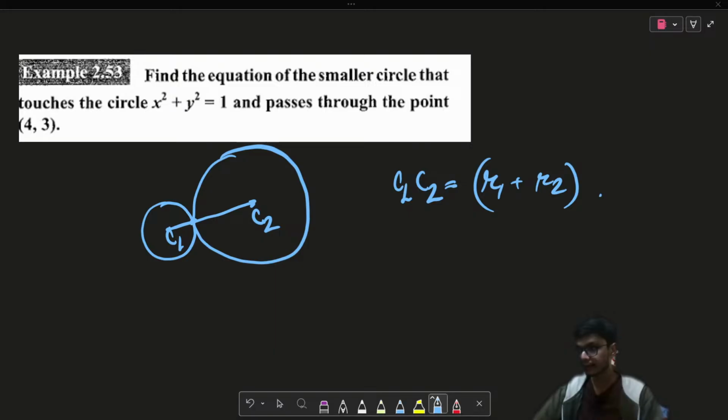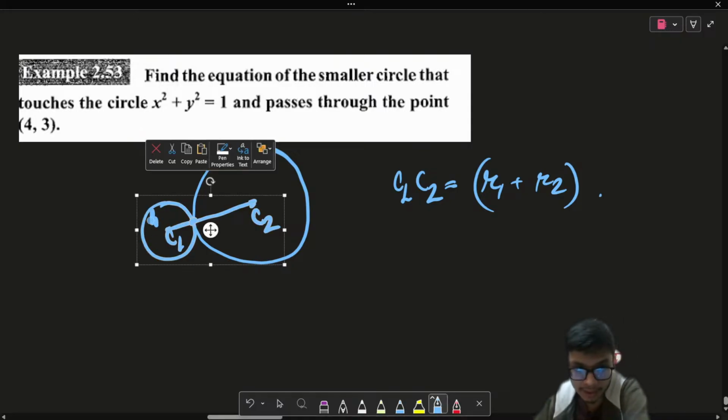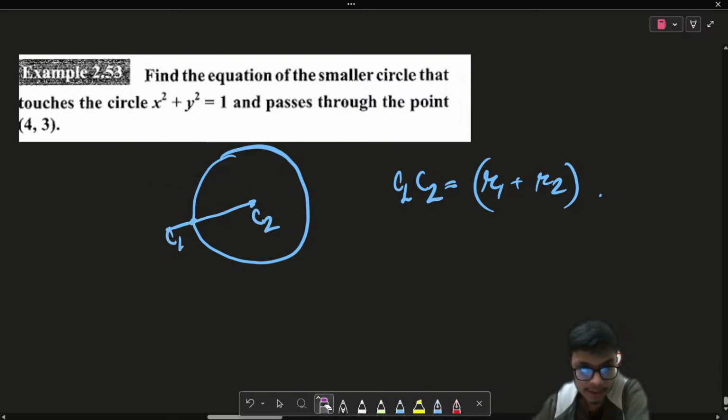All right, so let us look at the solution, how we'll proceed with this question. It is very simple: we have to find the center of this other circle, the smaller circle. Let us consider the center as (h, k).